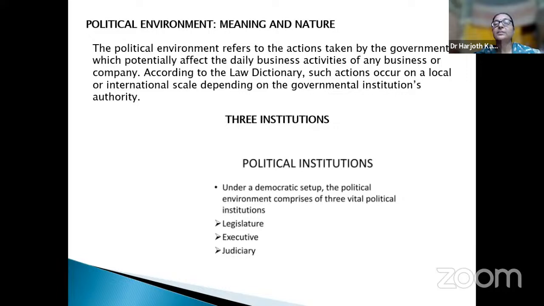So whatever the policies the government makes, state or central, which affect the business activities of an enterprise or a company, we call it the political environment. According to Law Dictionary, such actions occur on a local or international scale, depending on the governmental institution's authority. So when a political institution passes any new law, business must consider the impact it will have on their operations. They have to think about what the impact of this particular law designed by the government would be on our business activities.